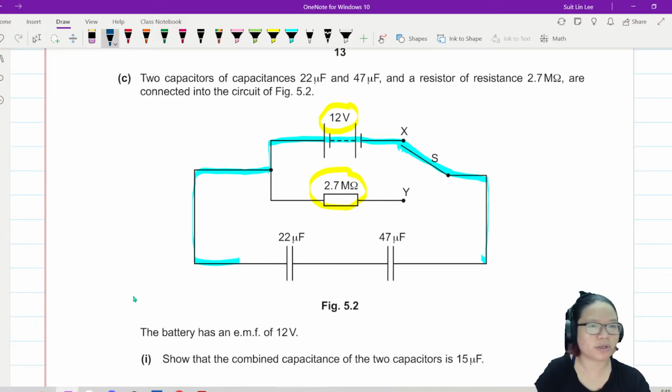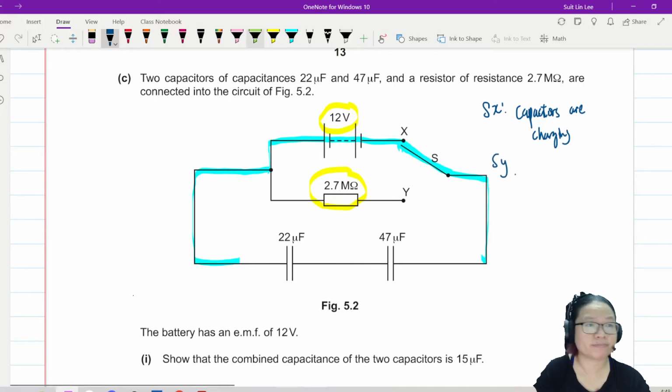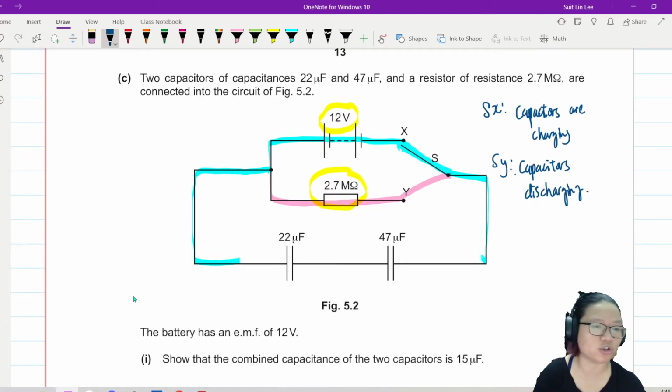Okay, so I'll write down here for people. Sx is when the capacitors are charging. What about Sy? If we connect to Sy, we connect through the resistor. Okay, so the resistor will use up your energy. Capacitors discharging, loses energy. Kind of makes sense, right? Battery will give you energy, resistor will take away energy and become hot.